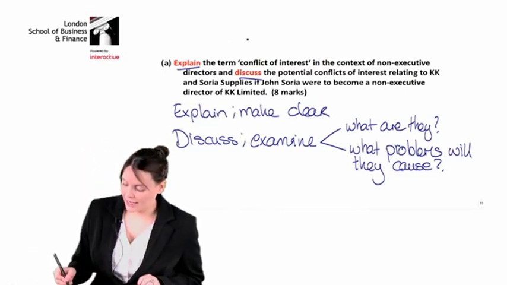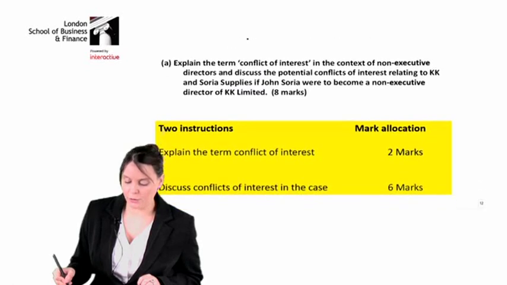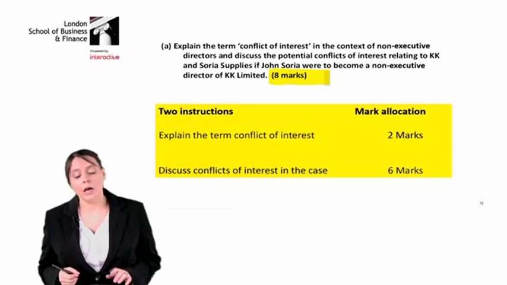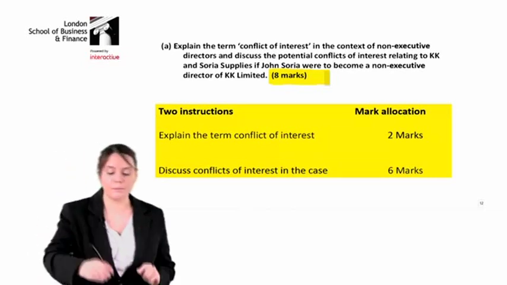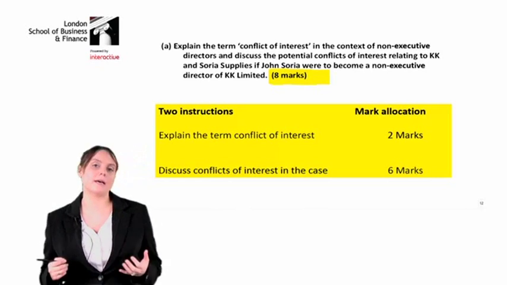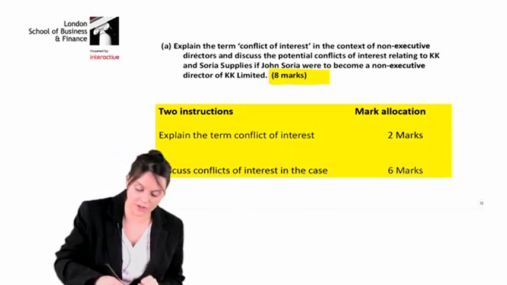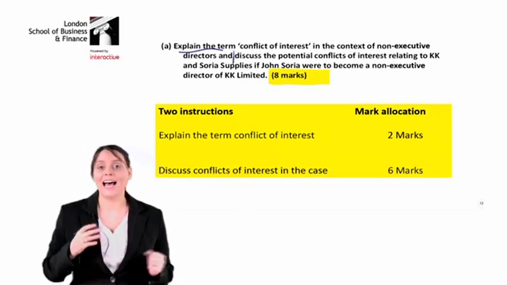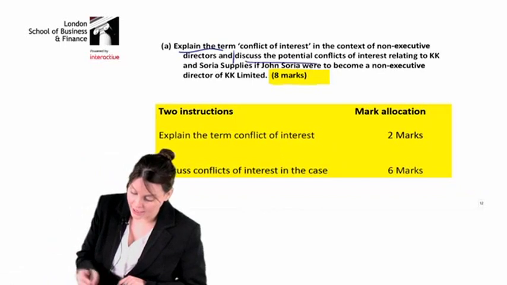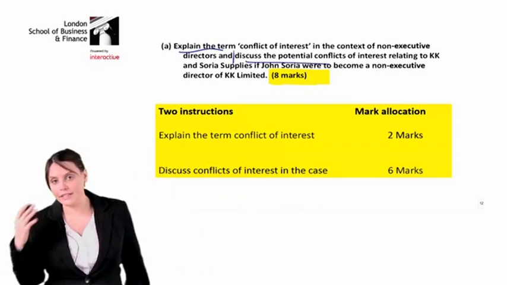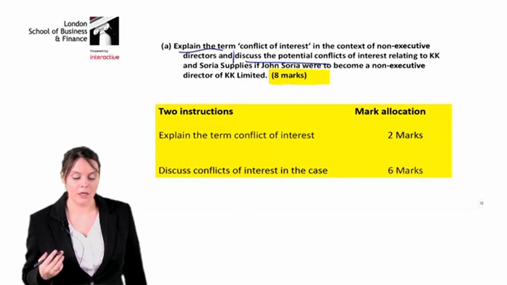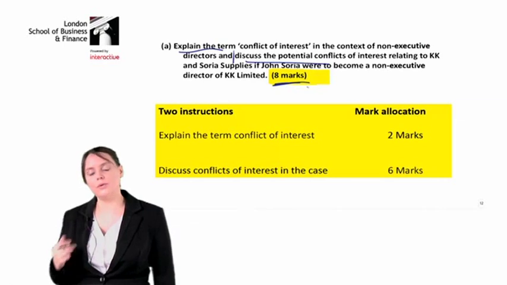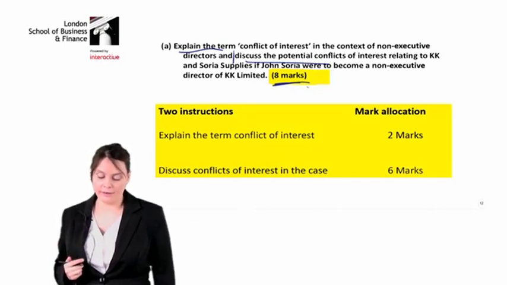Now, just to note then, in terms of the marking allocation, for Part A, there's 8 marks available in total, but there's 2 different parts to this requirement. So the examiner's given us 2 instructions. First, we have to explain the term conflict of interest, and then after that, we have to discuss the potential conflicts of interest in the scenario. So we need to divide out those 8 marks between our 2 separate instructions.